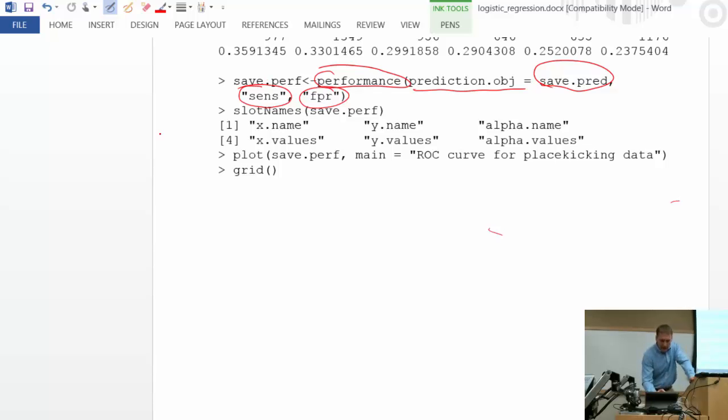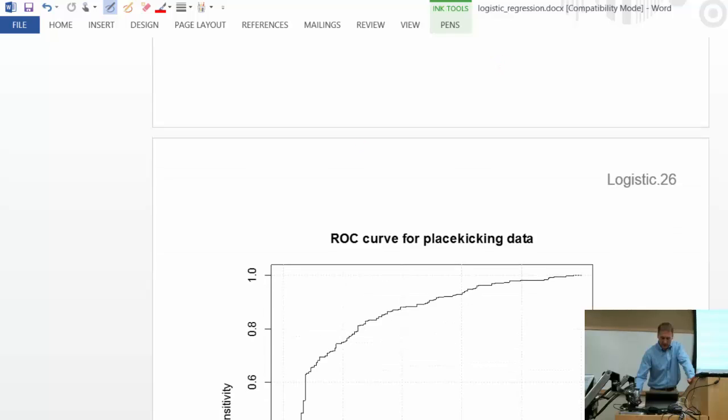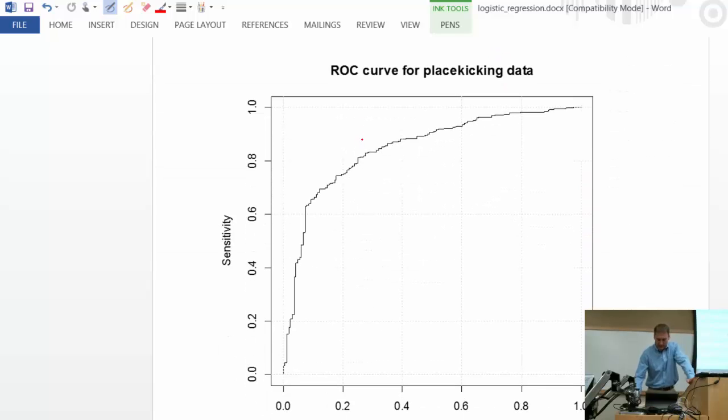Then finally, I can use the plot function with the results that I saved from the performance function, and I can plot my ROC curve. And this is what it looks like. So again, you have sensitivity on the y-axis. You have the 1 minus the specificity on the x-axis, otherwise known as the false positive rate.